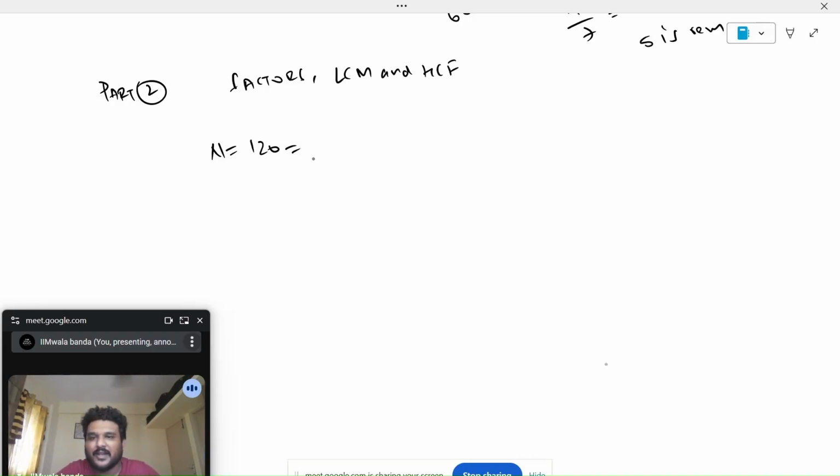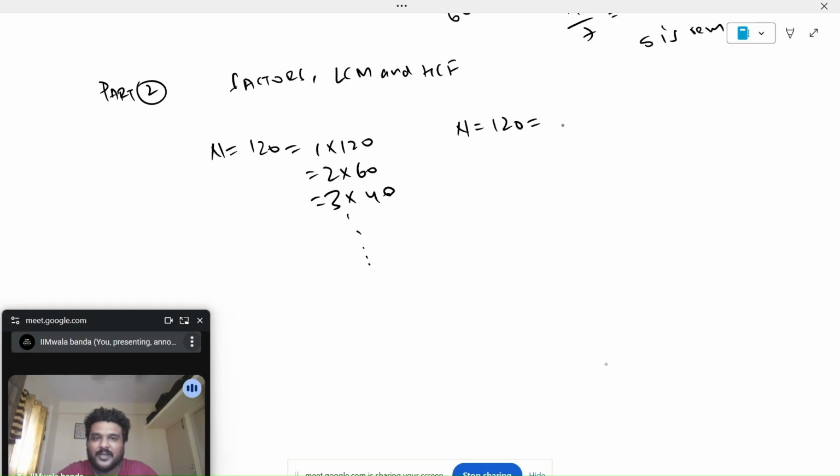Other than that, I can write it as 1 into 120. I can also write it as 2 into 60. So 2 is also a factor. 60 is also a factor. Similarly, I can write it as 3 into 40. So 3 is also a factor. 40 is also a factor. There's so many ways, right? So let's break it down into its native form.